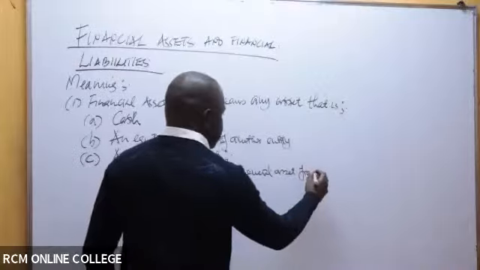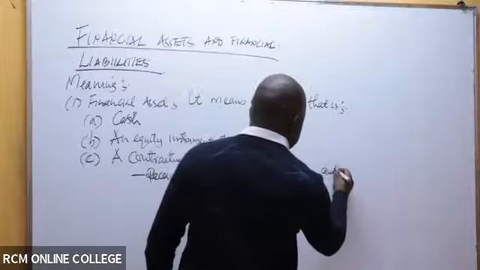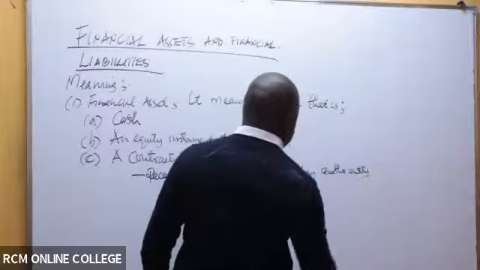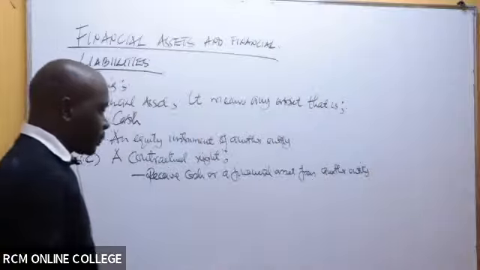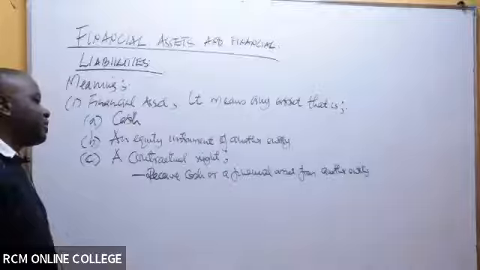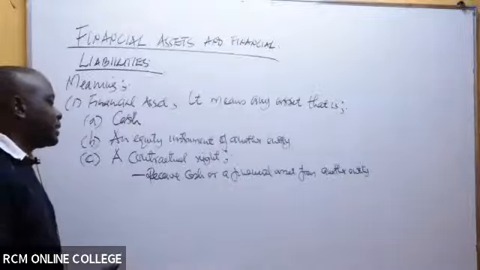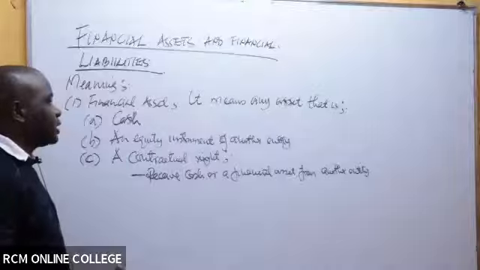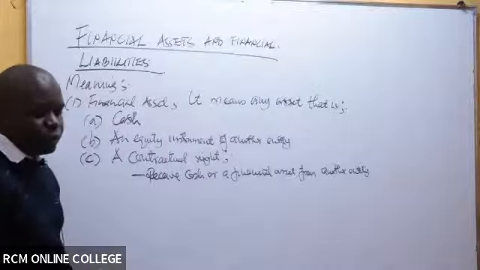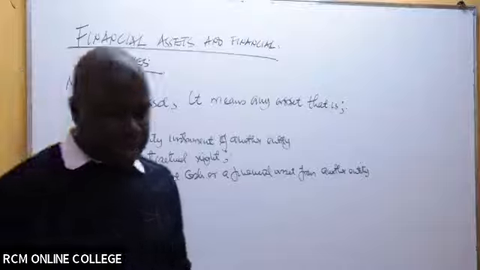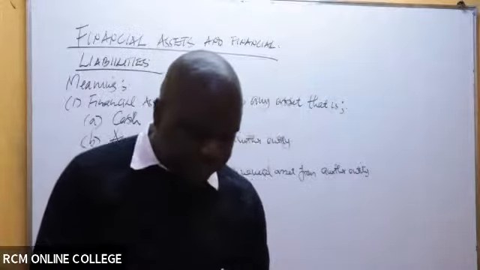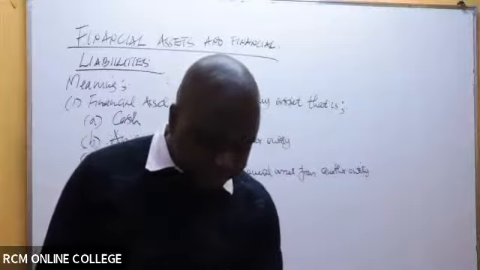from another entity. To receive cash, or another financial asset from another entity, then this particular contract here will give rise to what we're calling a financial asset. So we'll be able to conclude that it is an expected future inflow, regarding a financial asset.